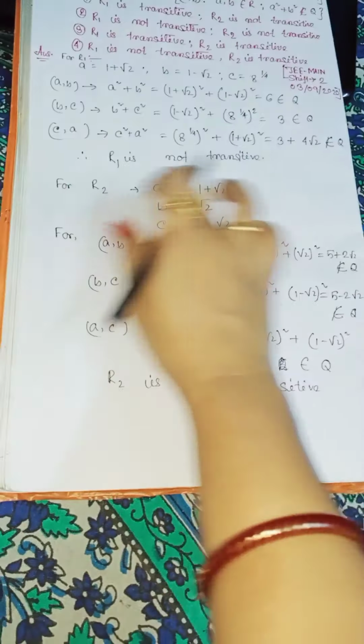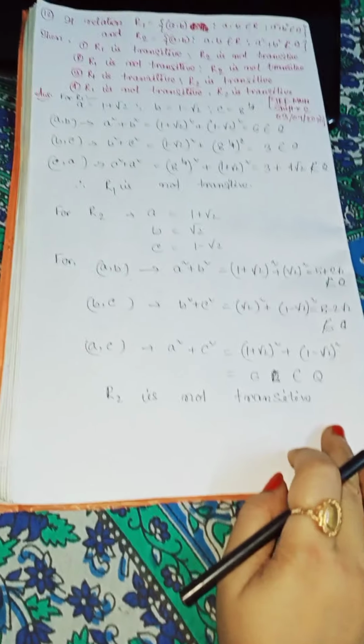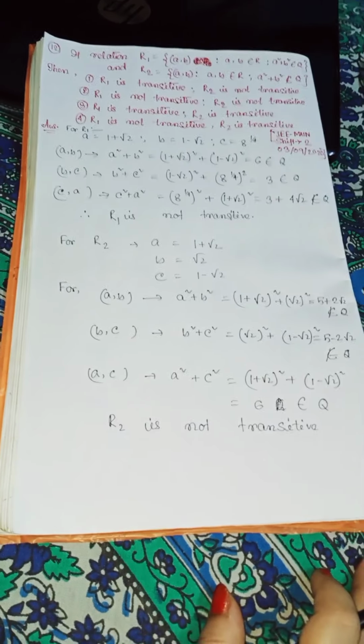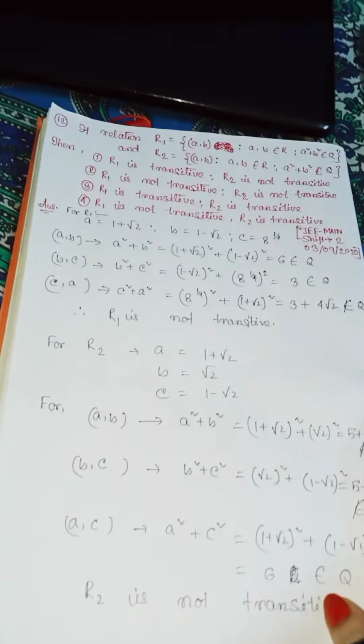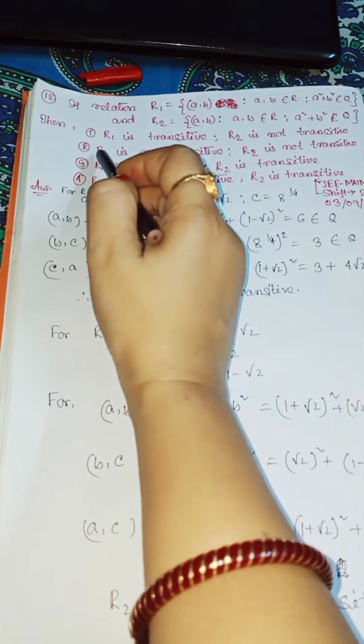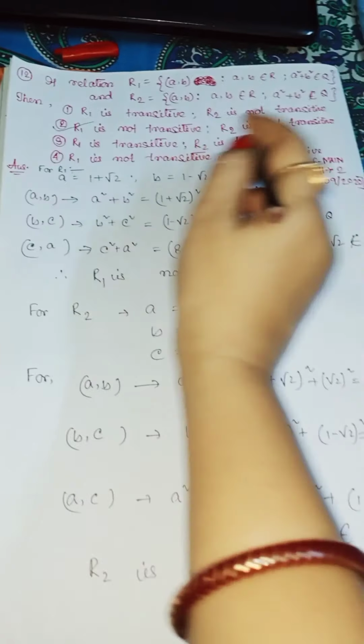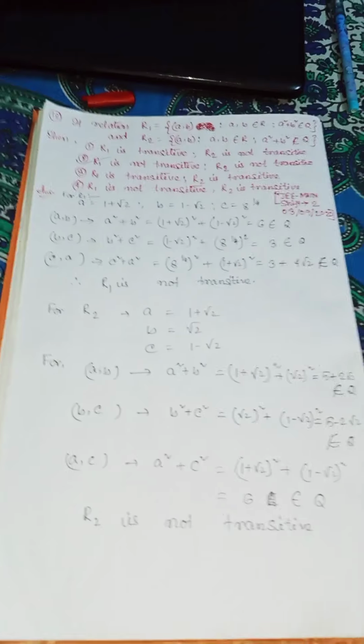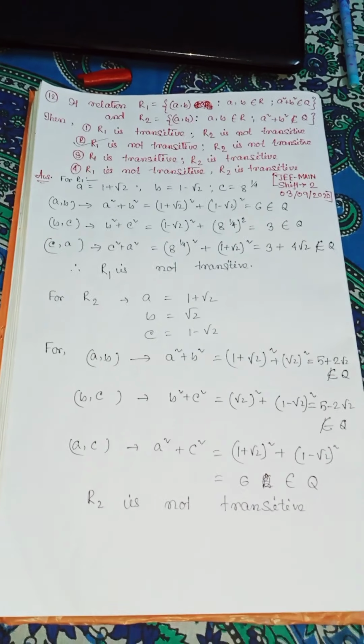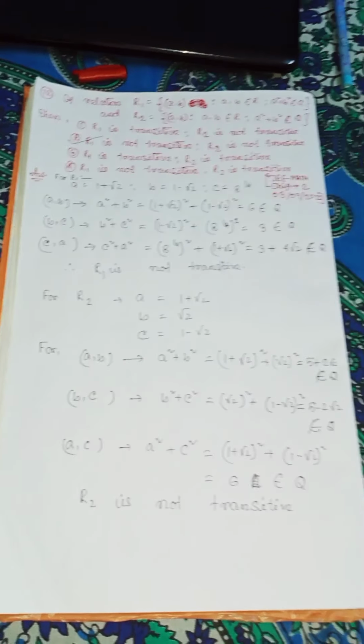Therefore R1 is not transitive and R2 is not transitive, so both R1 and R2 are not transitive here. So our option is option 2: R1 is not transitive and R2 is not transitive. So we reached the whole solution.